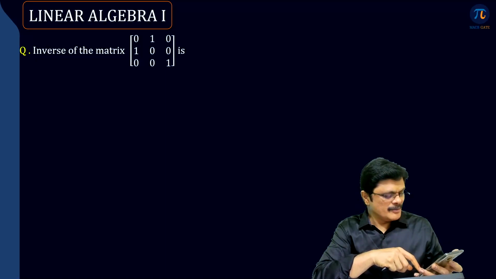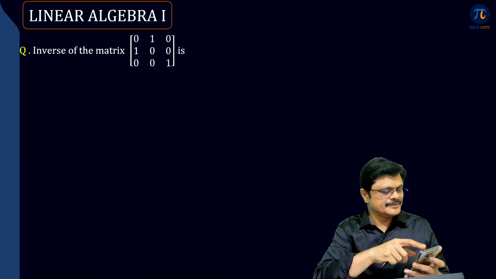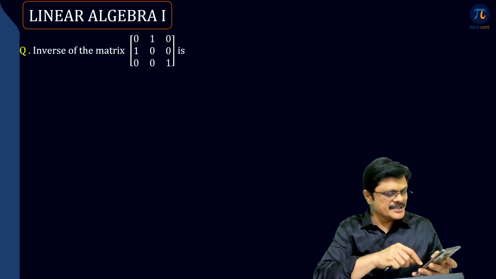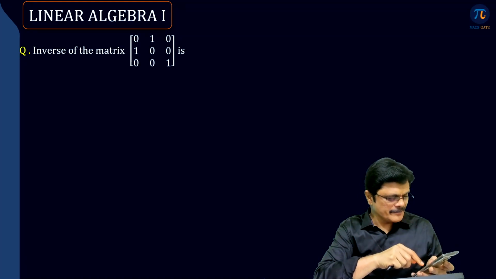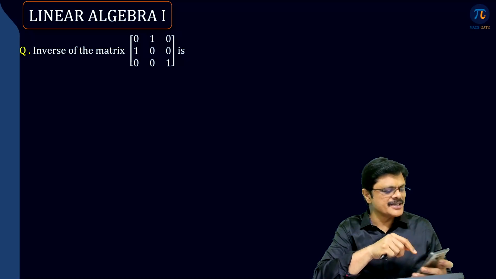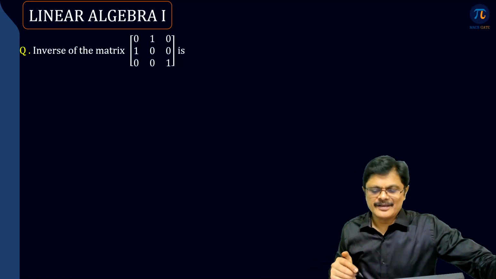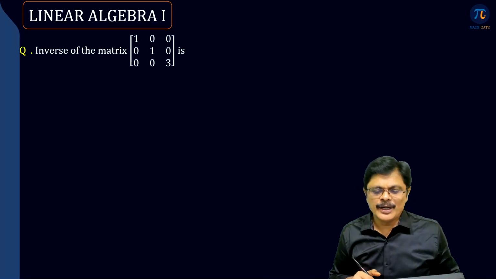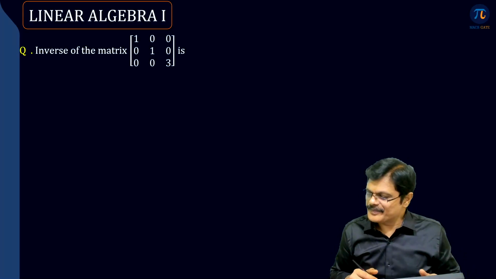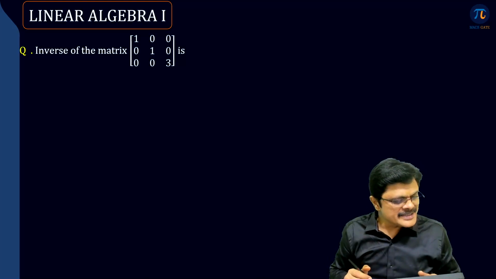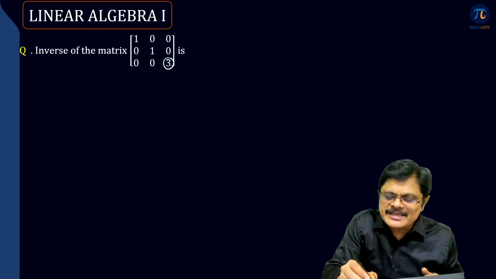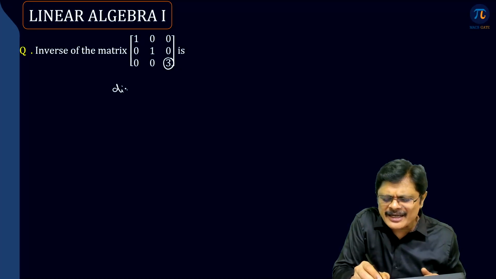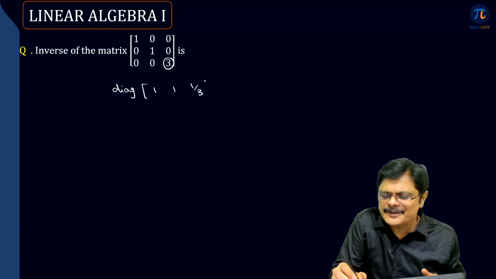Same. Because it is obtained by interchanging of which rows, my dear friends? First and second rows. What about the inverse of this matrix? The inverse of this matrix is obtained by just replacing this 3 with the diagonal matrix. Now you can happily write, instead of writing the entire story, 1 1 and 1.